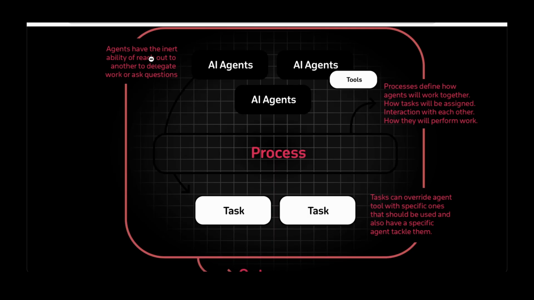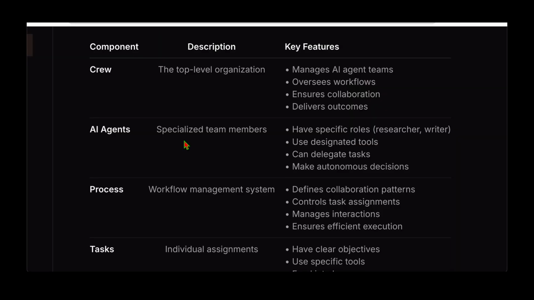We can see that the agents have an innate ability to reach out to another agent to delegate work or to ask any questions. So we can see that there are 3 agents here, and the agent has tools, and these are the tasks. For example, a task can override agent tools with specific ones that should be used, and also have a specific agent tackle them. And processes define how agents will work together. It's more like defining a workflow, like this agent should hand over to this agent, and this agent in turn should hand over to this agent, and they should work together. So these are the different components in Crew.